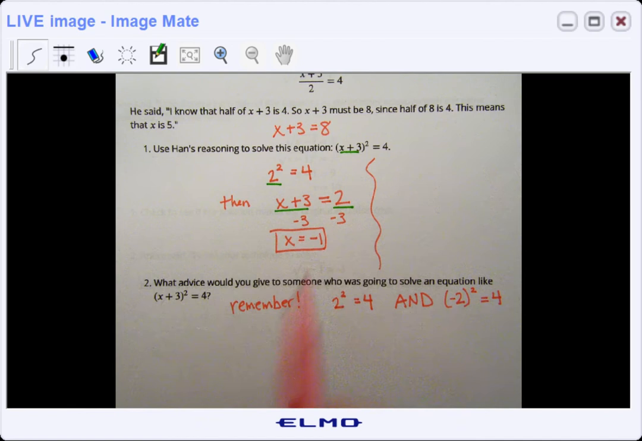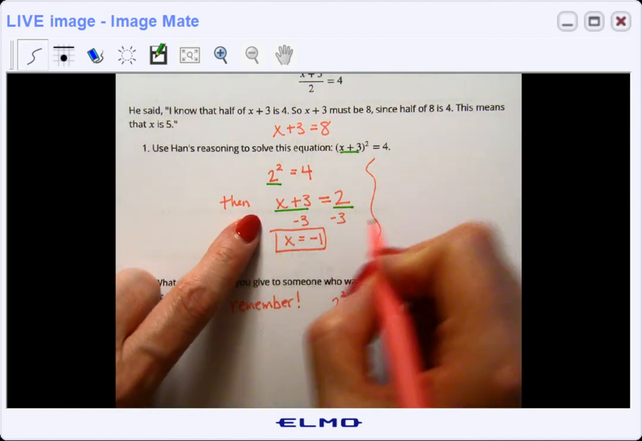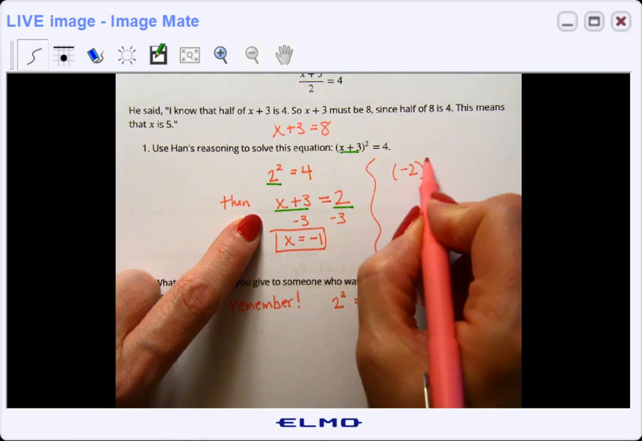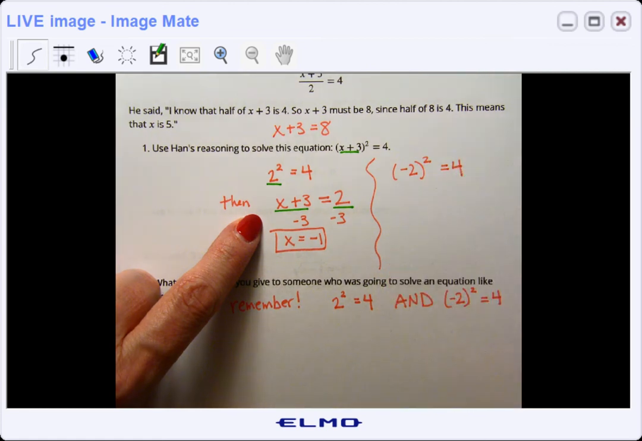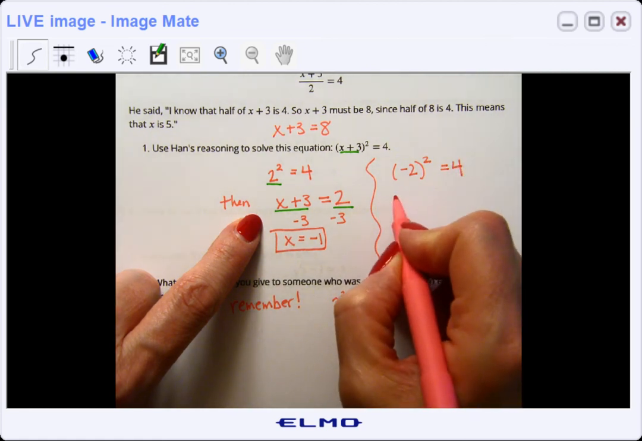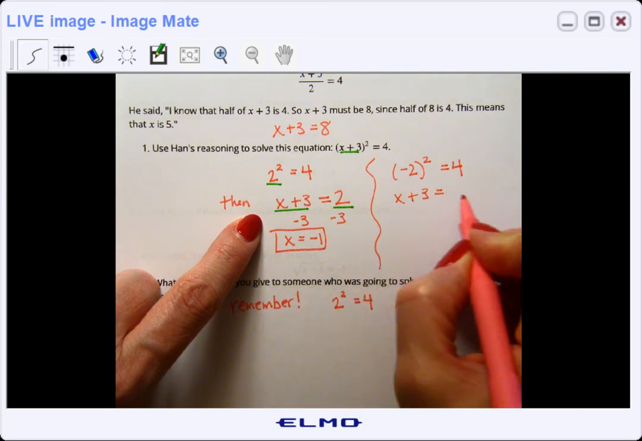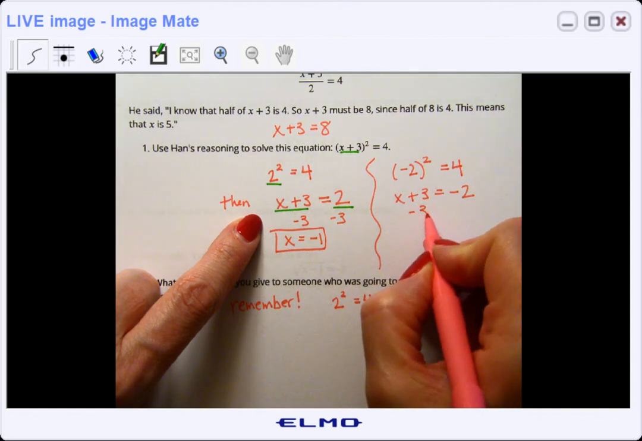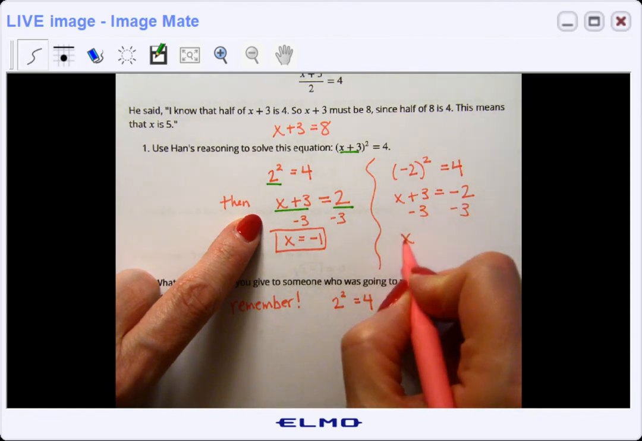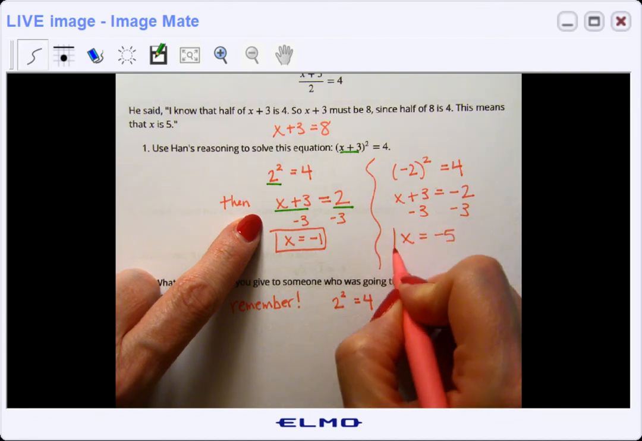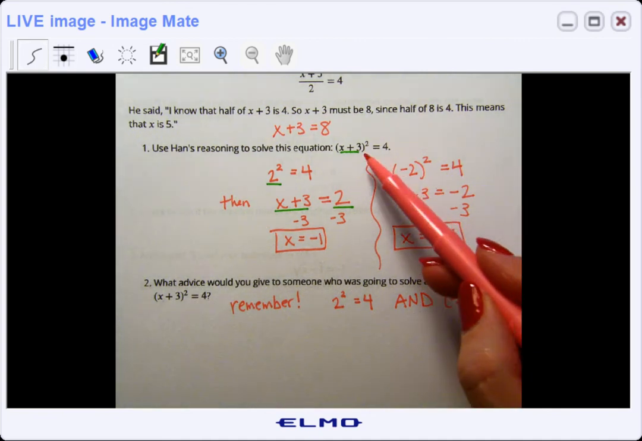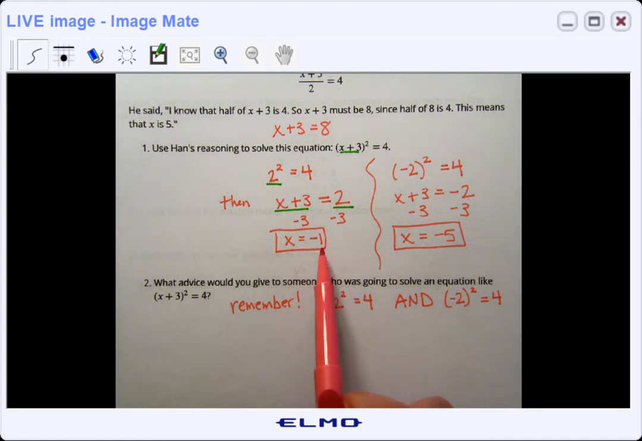So we have actually 2 solutions up here. It's not just positive and -1 though. You have to solve them separately. So from this step here, since (-2) squared is also equal to 4, then I would say, oh, and also x plus 3 equals -2. And then from there, continue to solve. We get x equals -5. Okay, so this equation actually also has 2 solutions, x equals -1 and x equals -5.